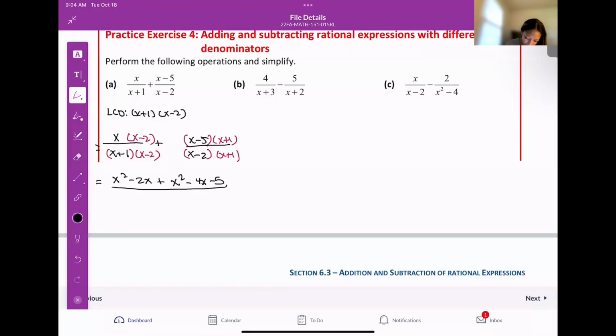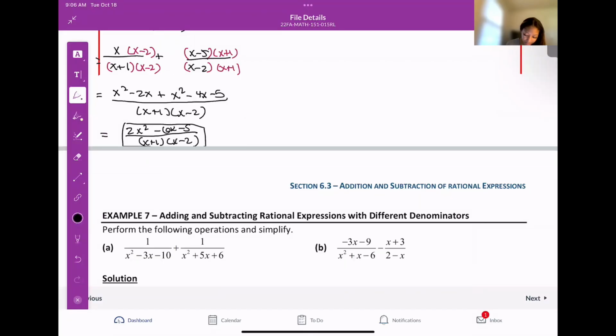And then in our denominator, we have x plus 1 times x minus 2. You can FOIL it if you want to, but you'll have to factor it again later, so just keep it factored. All right, from here, what simplifies? So we end up with 2x squared minus 6x minus 5 over x plus 1 times x minus 2. That would be our final answer.